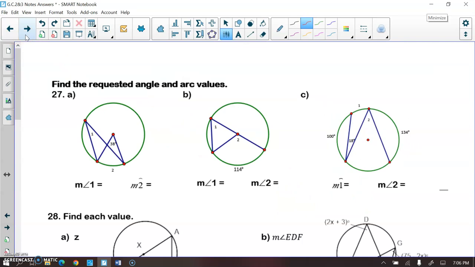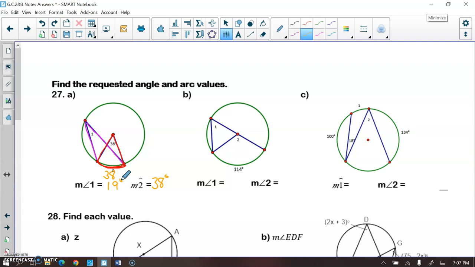For this next one, the measure of angle 1. That angle intersects this arc, which is labeled as arc 2. And also what intersects that arc is this central angle. And a central angle is equal to the arc length. So the arc length is 38 degrees. And that pink angle 1 is an inscribed angle, which is half the measure of the arc. So 38 divided by 2 would give me 19 degrees as angle 1.